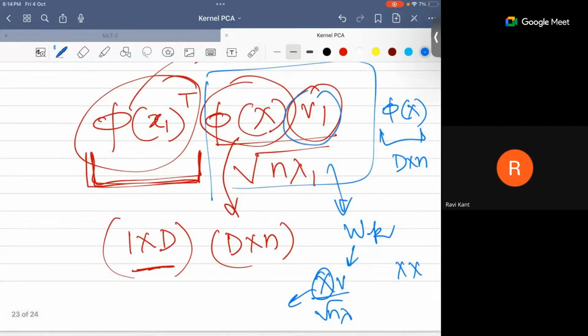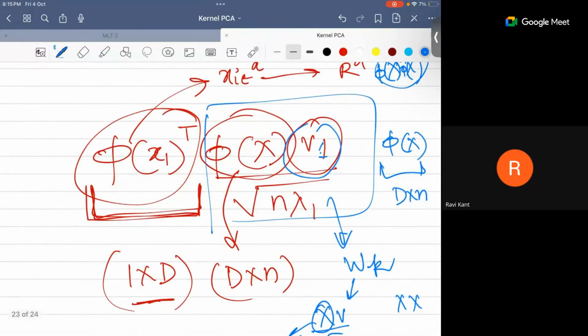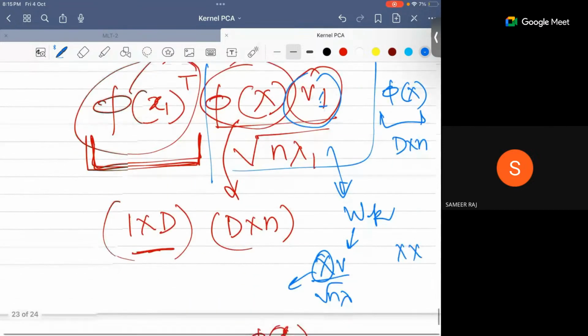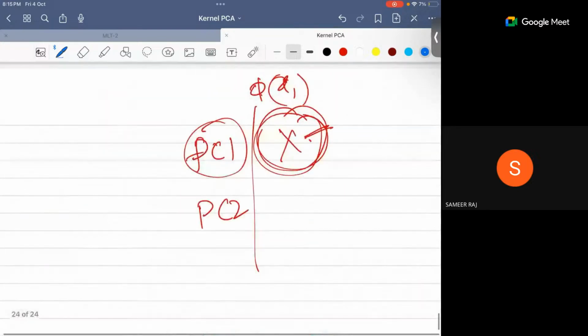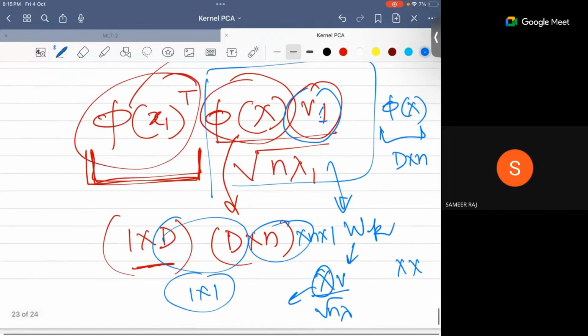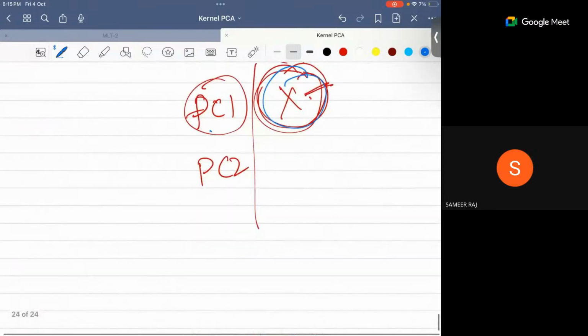And what will be the dimension of V1? V1 is the eigenvector corresponding to this matrix. Then V1 will be n cross 1. So you are left with 1 cross 1. And this was expected, right? Because we are calculating the scalar projection of this phi x1 on the first principal component, or you can say the kth principal component Wk. That should have come as a scalar only, right?